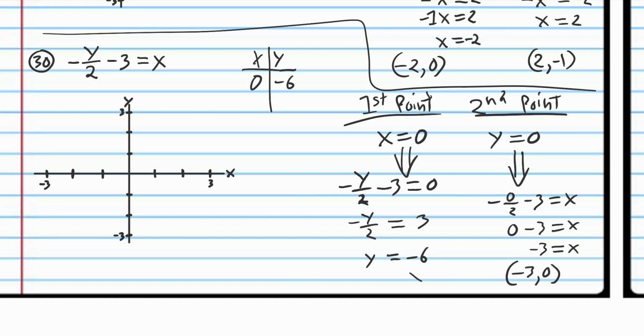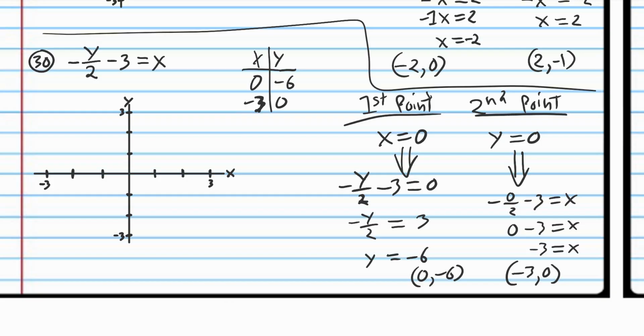And I forgot to put the point over here. That would be 0, negative 6. All right, so negative 3, 0.